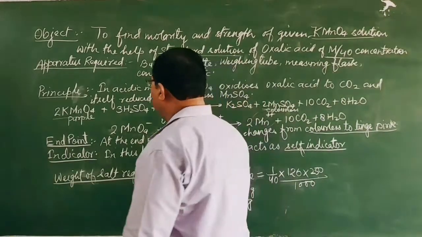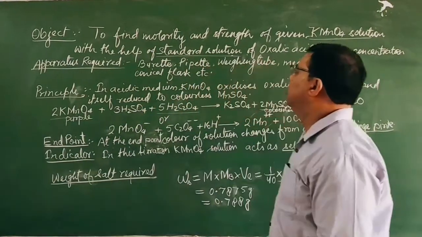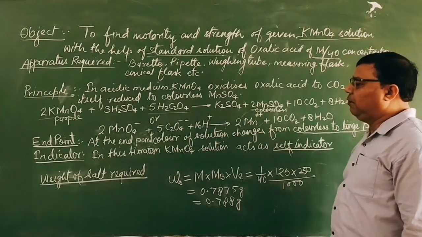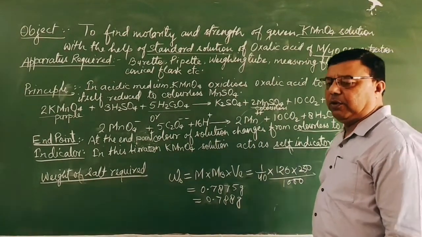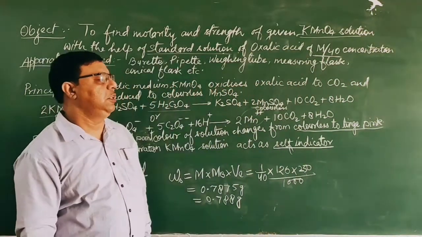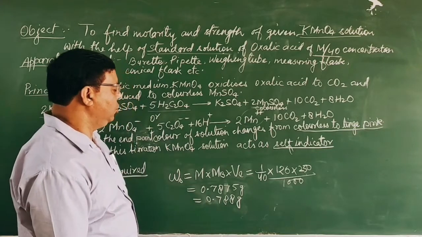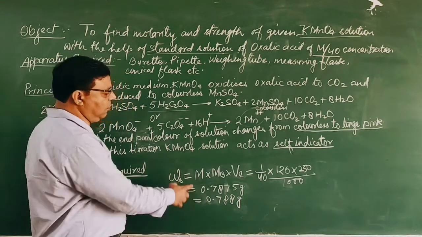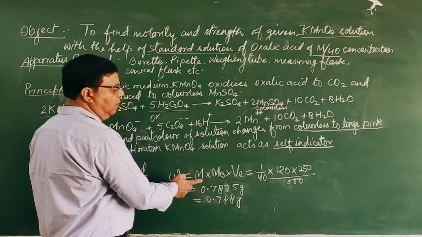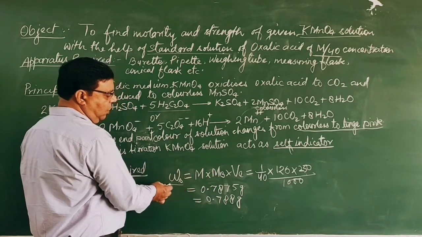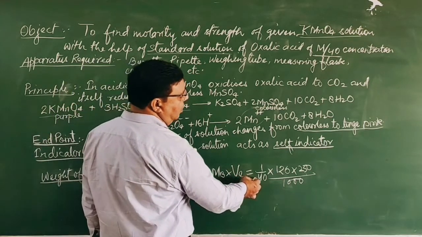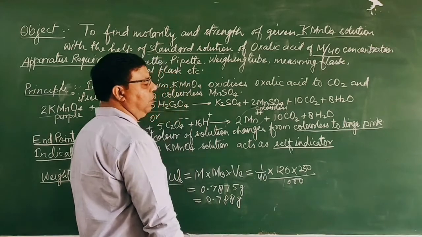Clear? Now we have to prepare a standard solution of oxalic acid. For that, first we have to know what amount of salt is required to prepare 250 ml of standard solution. So this is the formula. You know the formula of molarity: molarity equals weight upon molecular weight into volume in liters. With the help of that formula, we can calculate the weight of oxalic acid. So the concentration is 1/40. The molecular weight of oxalic acid is 126.